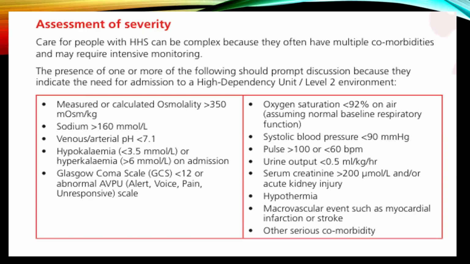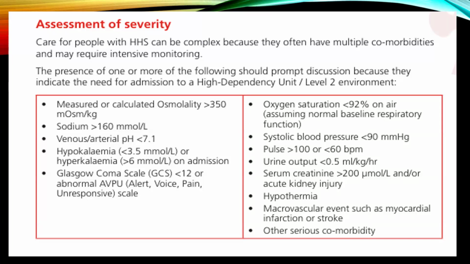Now, the assessment of severity. Care for patients with HHS can be complex because they often have multiple comorbidities and may require intensive monitoring. The presence of one or more of the following should prompt discussion because they indicate the need for admission to a high dependency unit and a level 2 environment. Measured or calculated osmolarity of more than 350, sodium more than 160, venous or arterial pH less than 7.1, hypokalemia or hyperkalemia on admission, GCS less than 12, or abnormal AVPU scale.